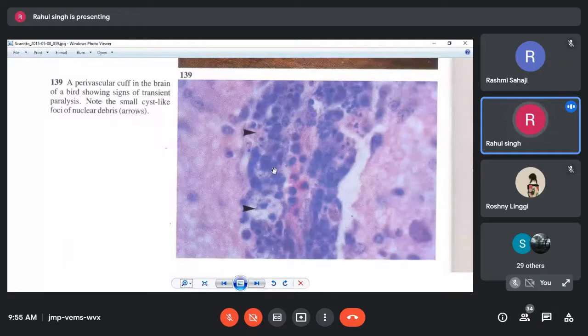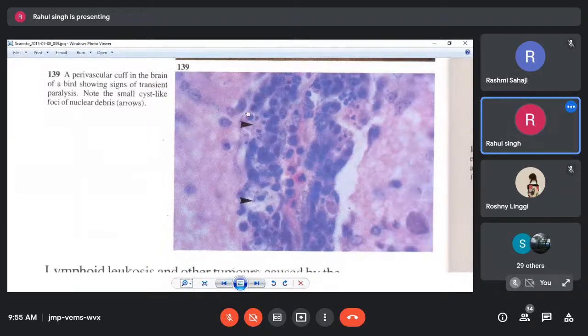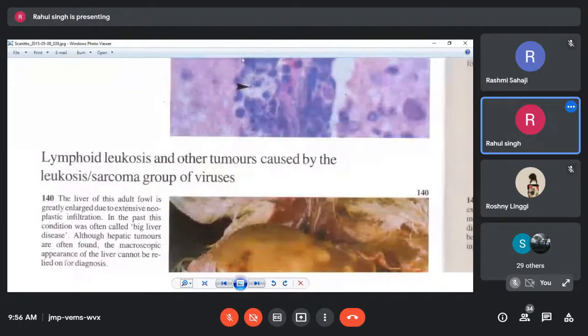The transient paralysis: this is the blood vessel, you see, and around that blood vessel numerous lymphomas have infiltrated. Perivascular cuffing. You can see a red area, RBCs, and these are numerous cells that have infiltrated. The transient paralysis syndrome has this characteristic appearance.